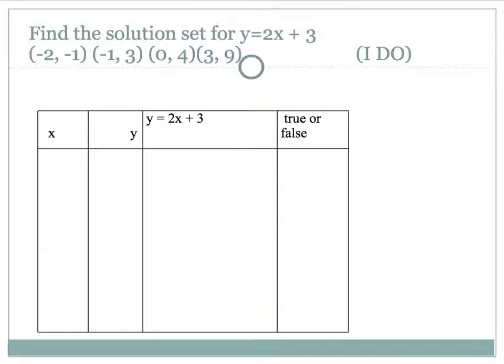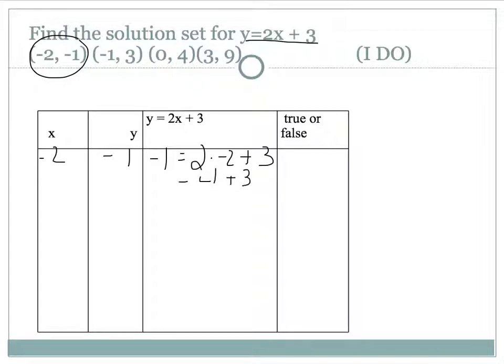Okay, so for the first one, if we have the equation y equals 2x plus 3, and we want to find the solution set for each value, which means we have the first value as negative 2, negative 1. That means that we just plug in negative 2 for x and negative 1 for y. So negative 1 is equal to 2 times negative 2 plus 3. Okay, so we need to see if this is true or false. Negative 4 plus 3, which is equal to negative 1, so this would be true.